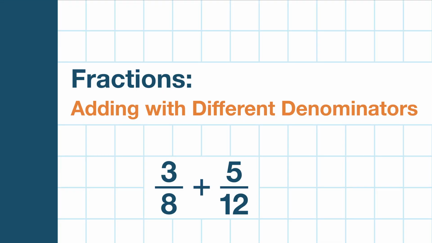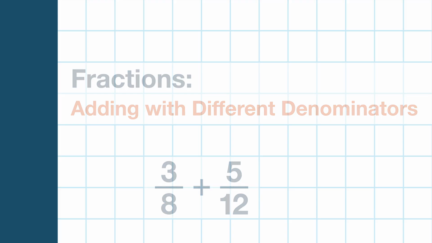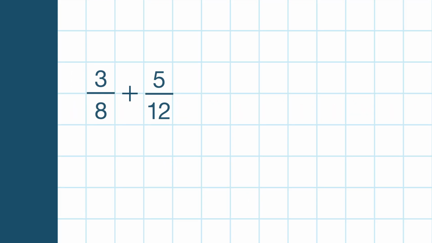How do you add fractions that have different denominators? Before you can add, you need to find a common denominator and rewrite both fractions. Then you just add the numerators. Let's see how this works with 3/8 plus 5/12.